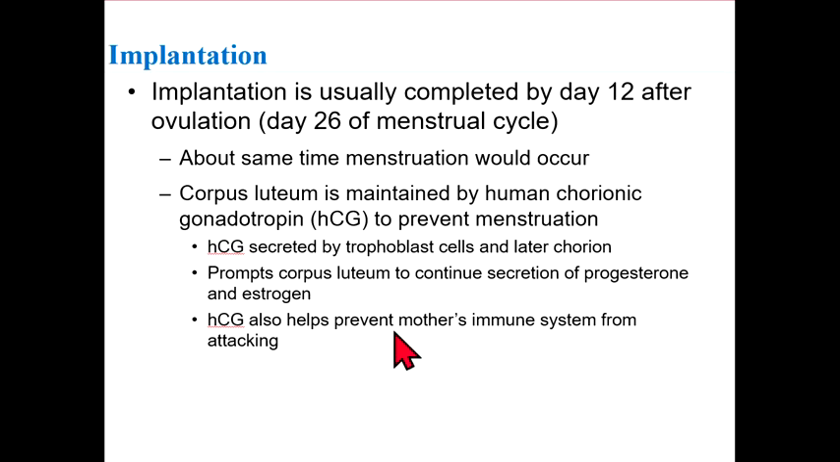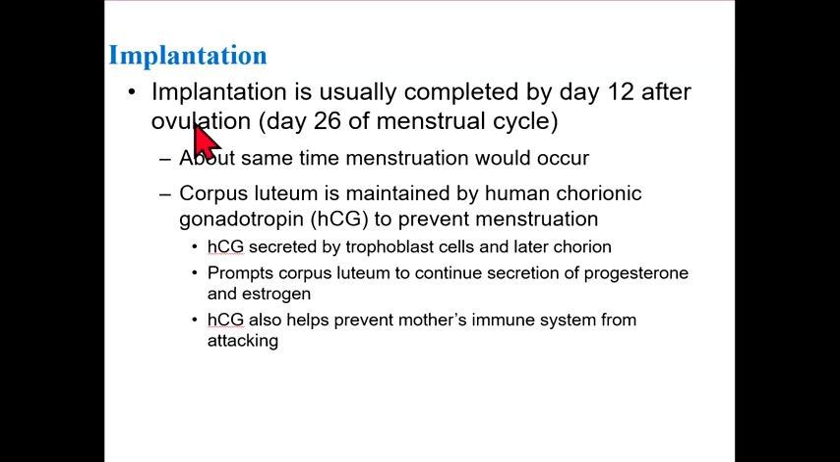HCG also helps prevent the mother's immune system from attacking. This new embryo, or blastocyst, we can call it at that point, is foreign. It's something new, and of course that immune system is designed to attack whatever is foreign. So that immune system suppression by HCG allows that blastocyst to persist.